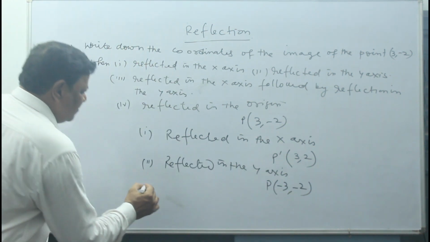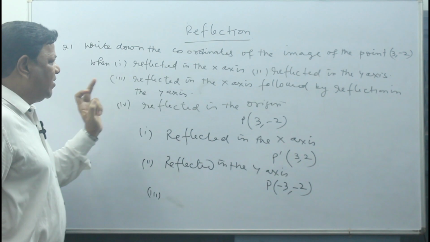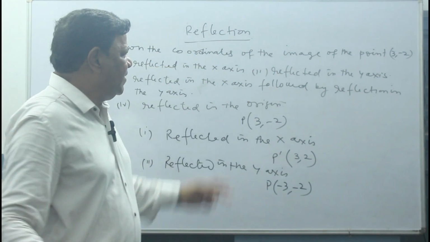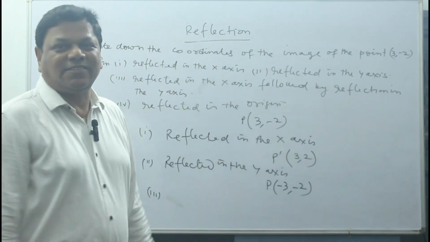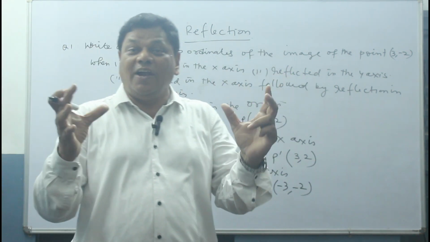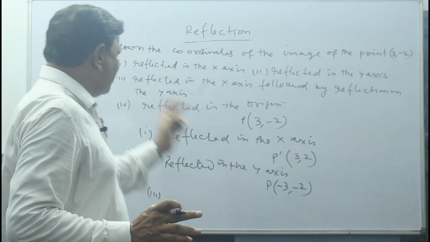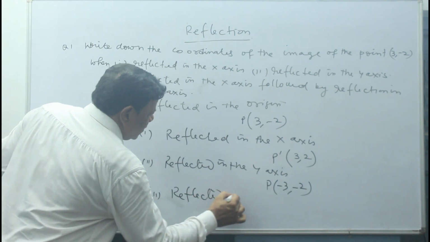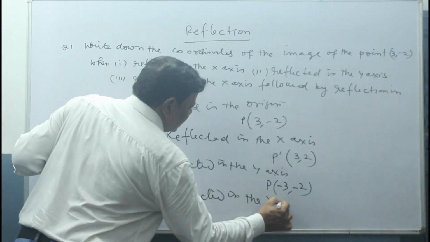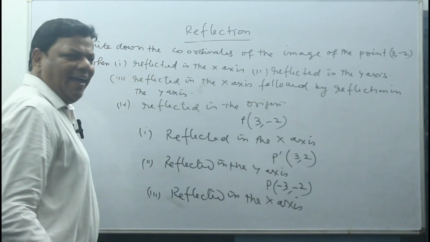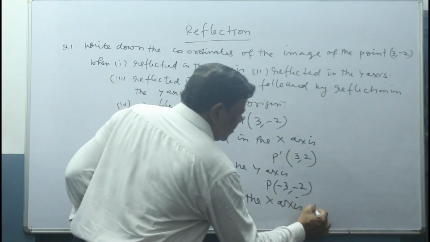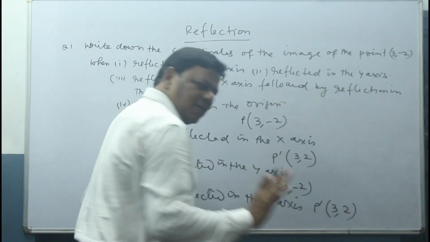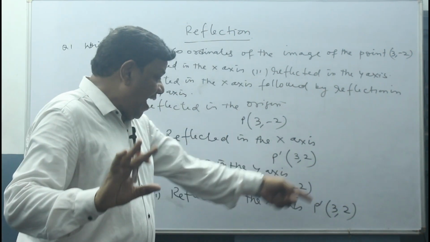Now the third one, see. The third one is a little different. What is given? Reflected in the x-axis followed by reflection in the y-axis. There are two questions joined in one question. Okay children? First part we do: reflected in the x-axis. What is coming? X-axis means the y sign will change. So it comes P dash 3, and the y sign will change, 3 and 2 will come.